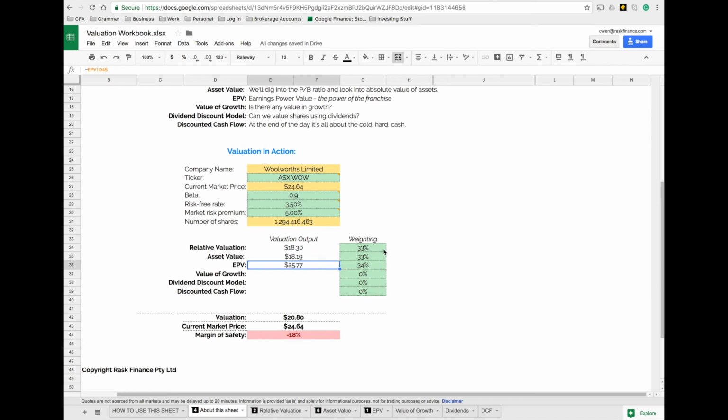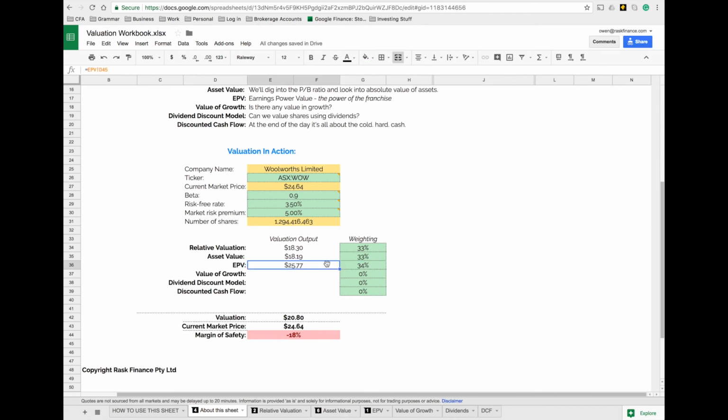It's slightly higher. And you'll see that I've changed the weightings. So you can do this in your spreadsheets. It was initially 50-50 between relative valuation and asset valuation. I've just said that it's an even split once again. As we move through, we'll adjust these percentages more and more.